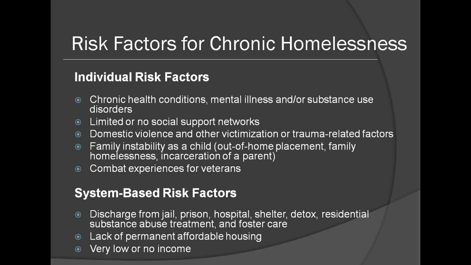Now, system-based risk factors are as follows. If we look at the overall system, we'd see a lot of times there was either a discharge from jail, prison, hospital, a shelter, a detox program, residential substance abuse treatment, and foster care. In addition, there will be typically a lack of permanent affordable housing for those within this system. And also, they typically have very low or absolutely no income.